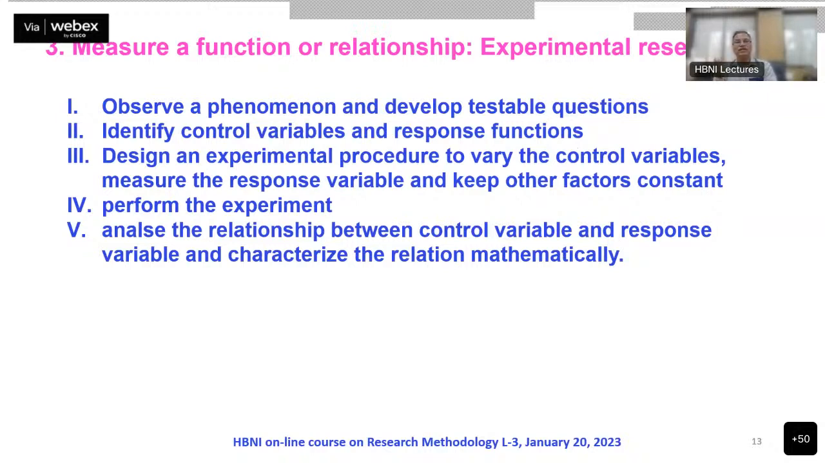The quantity of fertilizer is one parameter. The time when you apply the fertilizer is another parameter. And the plant growth or the nutrient content of the plant, these are the response functions. Design an experimental procedure to vary the control variables, measure the response variable, and keep other factors constant. So this is the study. Then perform the experiment. Analyze the relationship between control variable and response variable. Characterize the relationship mathematically. See, many of you, your work may fall into this category.